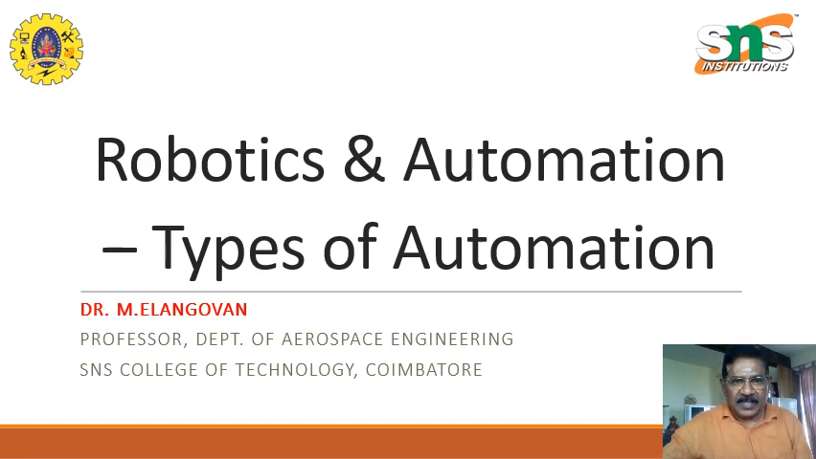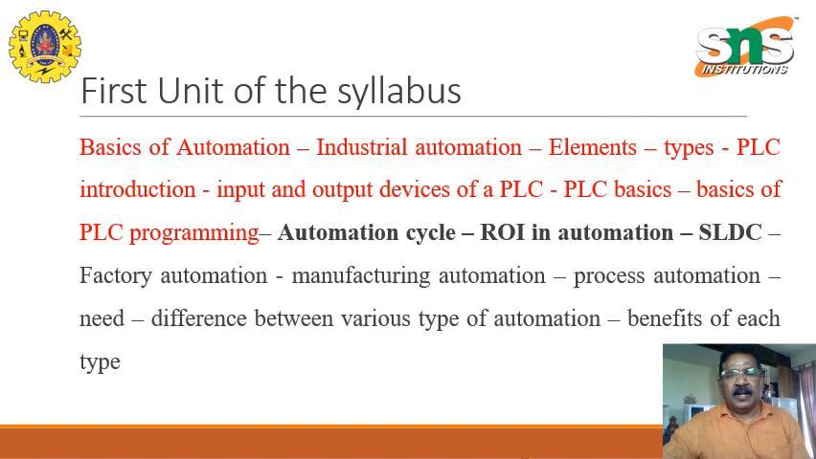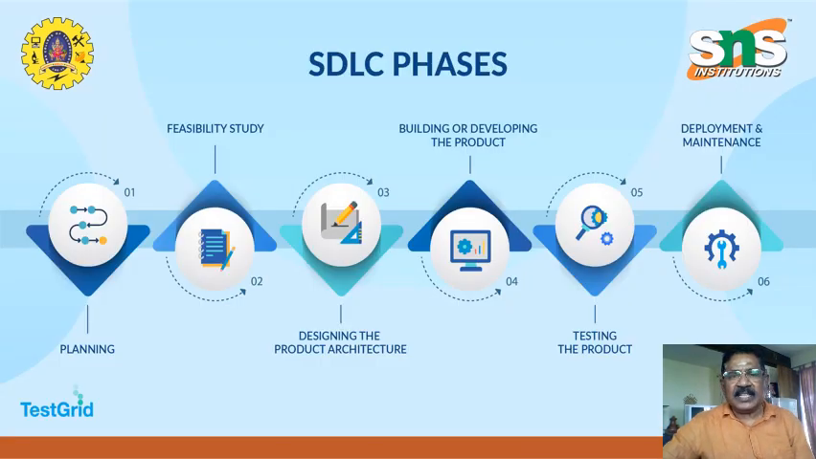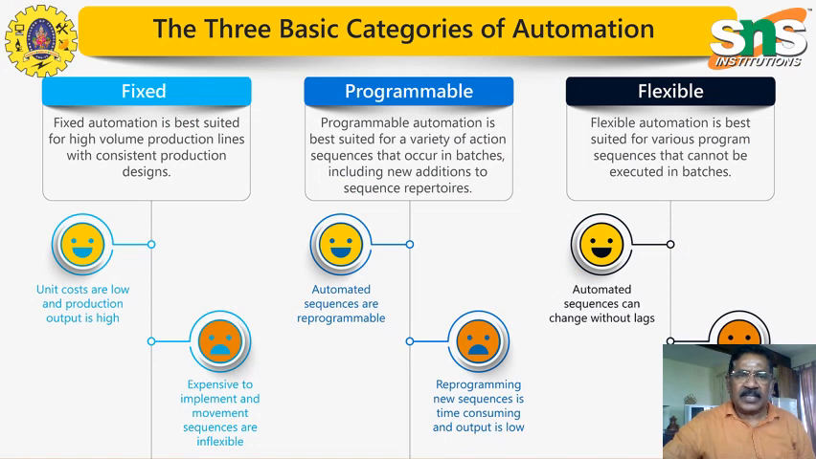In this lecture, we are going to look at the different types of automation. Part of the syllabus being shown, today we are going to talk about factory automation, manufacturing automation, and process automation. So let's continue here. Recollecting what we did in the last lecture, we saw the software development life cycle phases and how the automation happened, the return on investment, etc. That was covered last time.